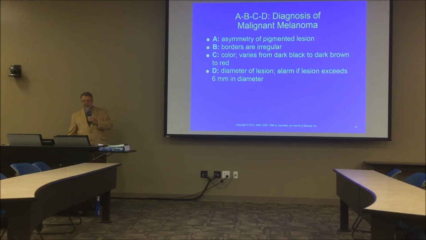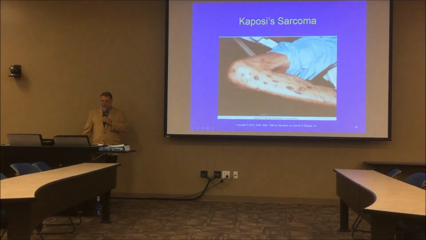So the ABCD for malignant melanoma: there's some asymmetry of that pigmented lesion. The borders are irregular. Color varies from dark black to dark brown to red. And diameter, this is important. If any lesion exceeds 6 millimeters in diameter, think about a malignant melanoma.